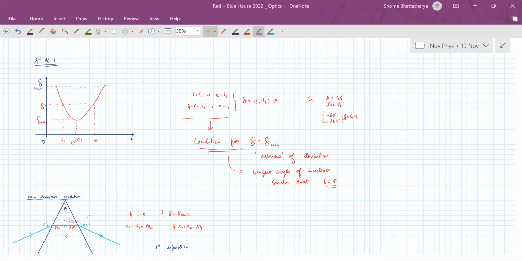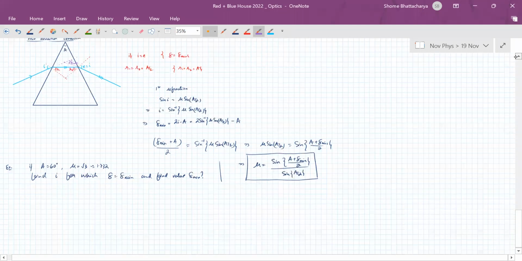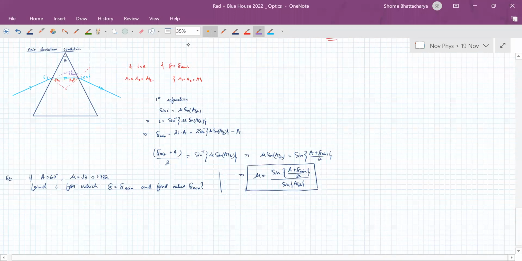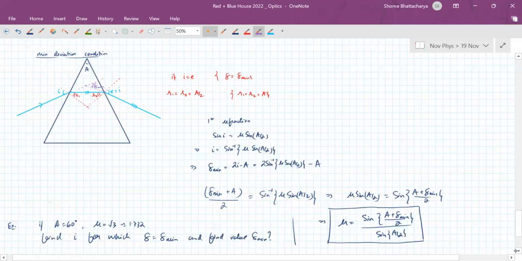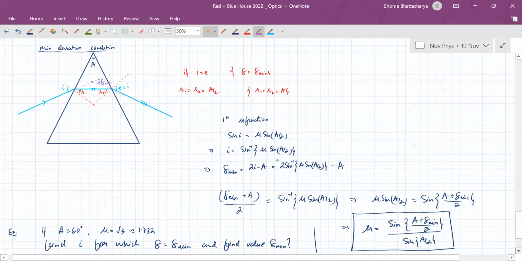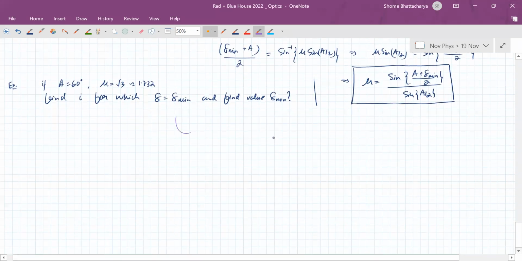Okay, so let's move back to the question. And through this question, you'll also understand the concept of maximum deviation, or what happens if we change the angle of incidence from the condition of minimum deviation. Okay. So first of all, for the condition of minimum deviation, we want the angle of incidence to be equal to the angle of emergence. So we want R1 to be equal to R2, which is A by 2. So in this case, R1 is equal to R2 will become 30 degrees.